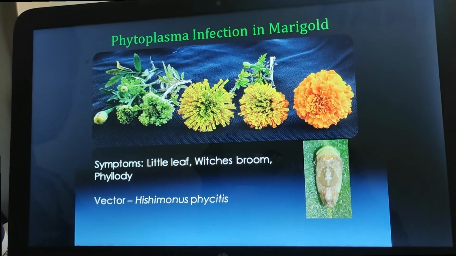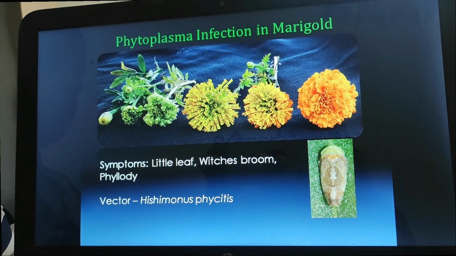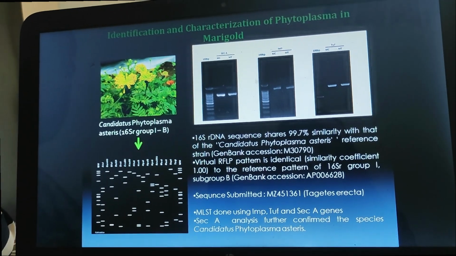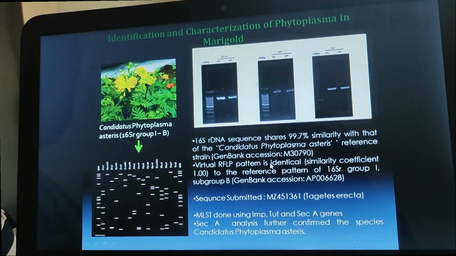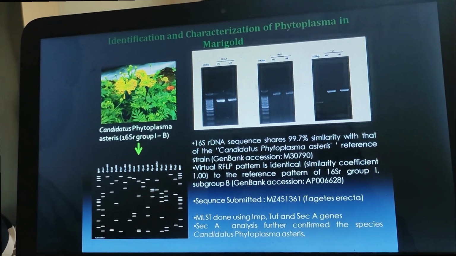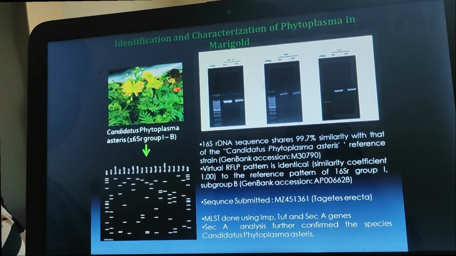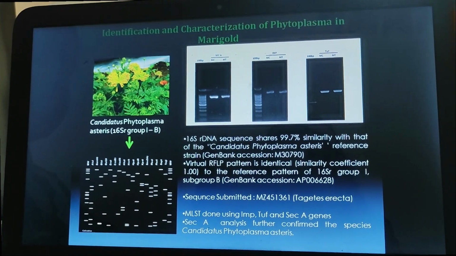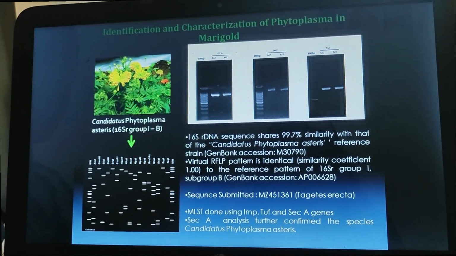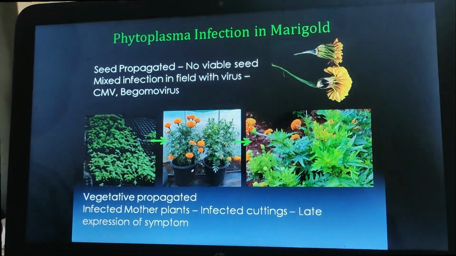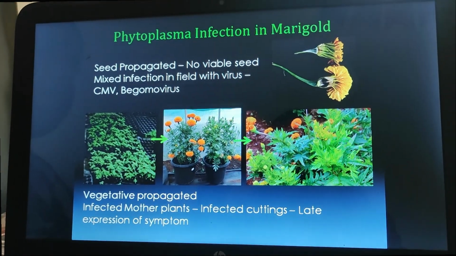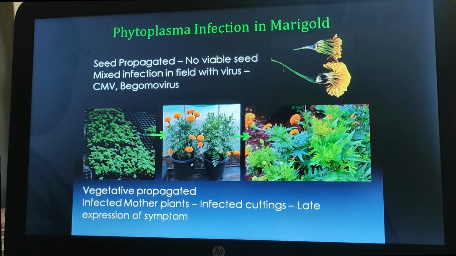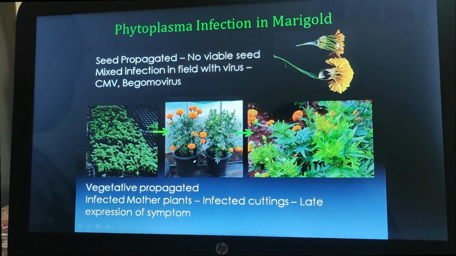To characterize this Phytoplasma, which is causing phyllody symptoms in marigold, we have done the molecular studies using 16S rRNA sequencing as well as multilocus sequence typing using tuf, secA genes and imp membrane protein gene. And we could identify the causal organism as Candidatus Phytoplasma asteris, 16SrI group, 1B Phytoplasma. And in the case of Phytoplasma infection, the marigold produces no viable seeds because you have already seen the malformations. Here you can see there is no viable seed production.